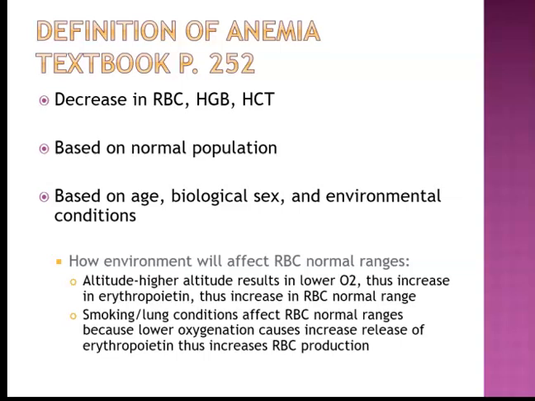The next environmental factor is smoking or lung conditions, which can affect your normal red blood cell ranges. This is because conditions that affect the lungs cause lower oxygenation, and this causes a release of erythropoietin to help compensate, and thus there's an increase in red blood cell production.